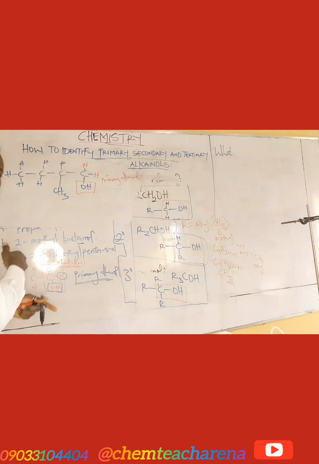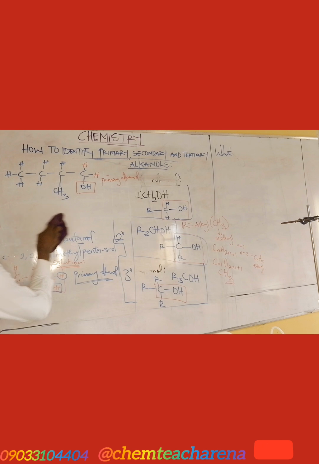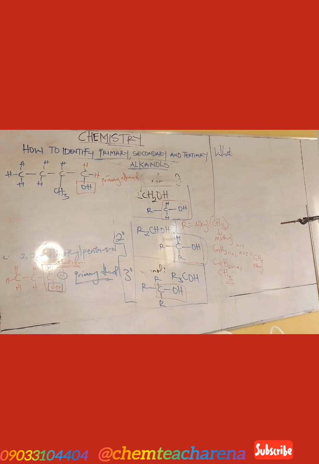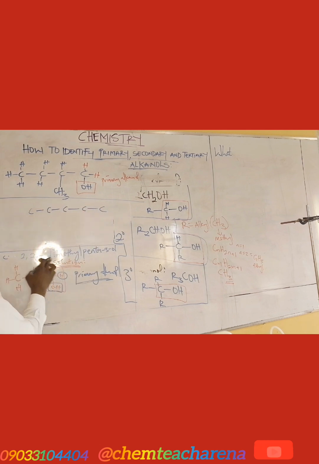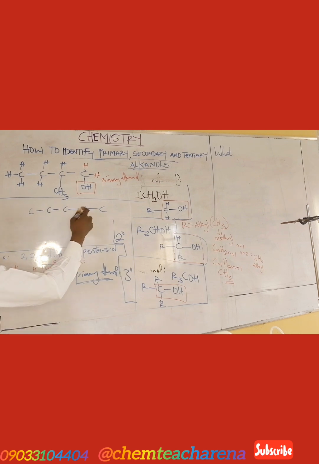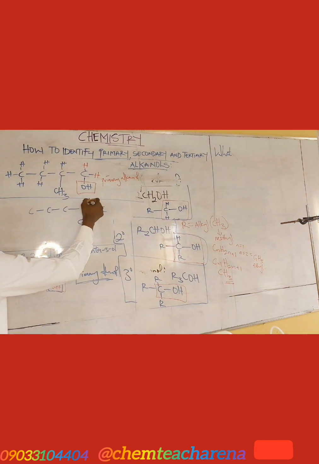Are you following? You can try the last question. You can pause the video and try it before I solve it. The last question is 2,2-dimethyl pentan-3-ol. Go to pentane, which has 5 carbons: 1, 2, 3, 4, 5. 2,2-dimethyl means CH3 on carbon 2, and this is dimethyl.